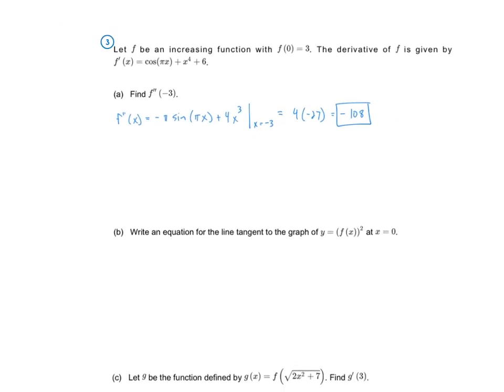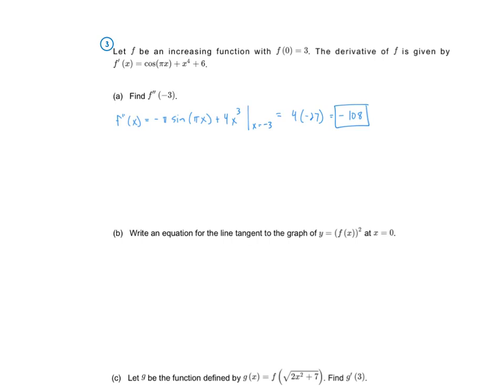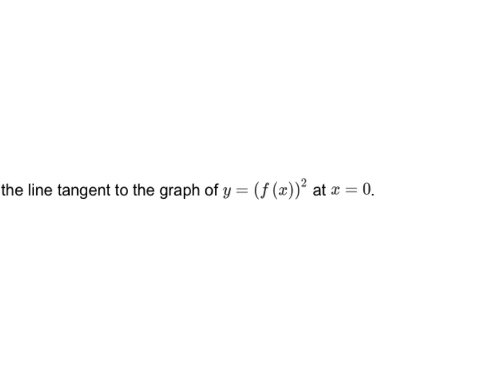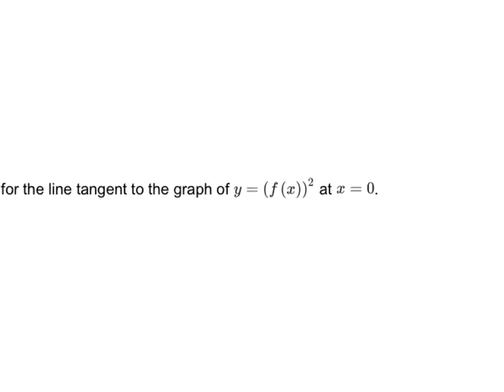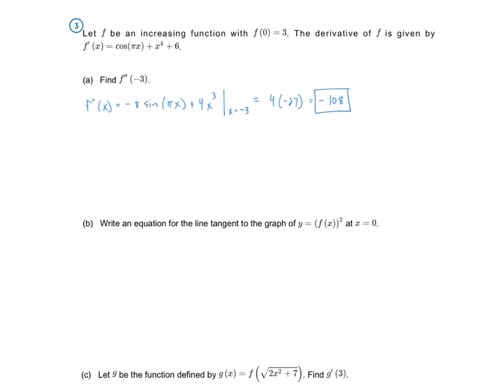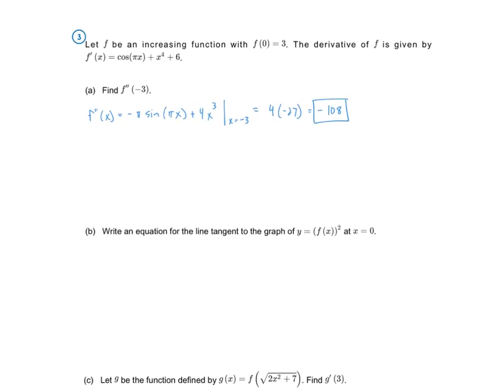Okay, next one. Write an equation for the line tangent to the graph of this new function, which is the square of our original function, at x equals 0. Okay, do we have the full point? Well, we know f of 0 equals 3.